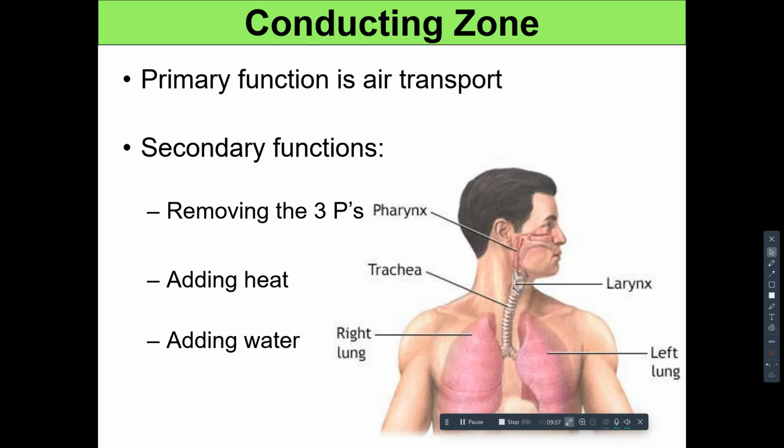All right, let's talk about that conducting zone. Primary function is, of course, air transport. That's why we're using the word conducting. Secondary function, removal of the 3 Ps. What are my 3 Ps? Pollen, pathogens, and particles. Adding water, adding heat to air as well.